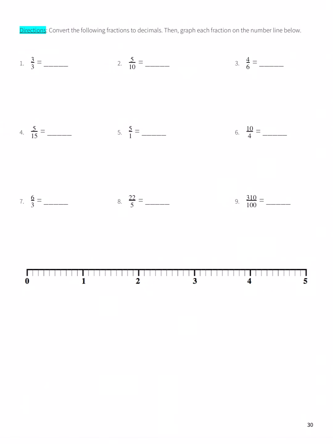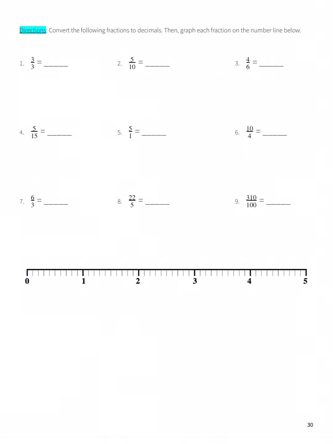Okay, so your job on this page is to take all of these numbers and put them on the number line. You can see that these are all fractions, so your first job is going to be to convert them to decimals. After you've converted them to decimals, then you will put them on the number line.